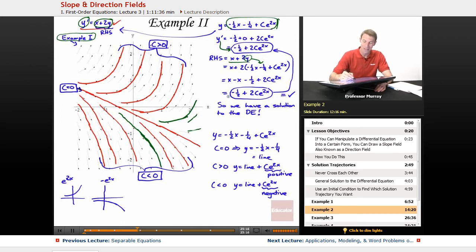I did get the same thing as we got up here for y prime. So it's nice that those two things did check each other out. That shows that we do have a solution to the differential equation.